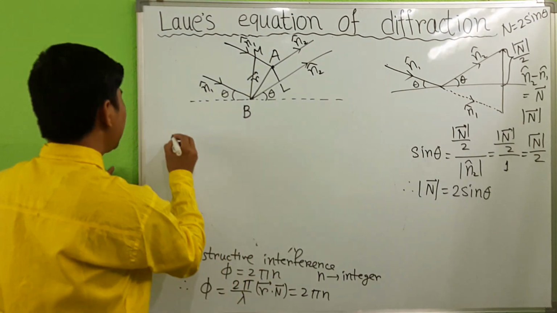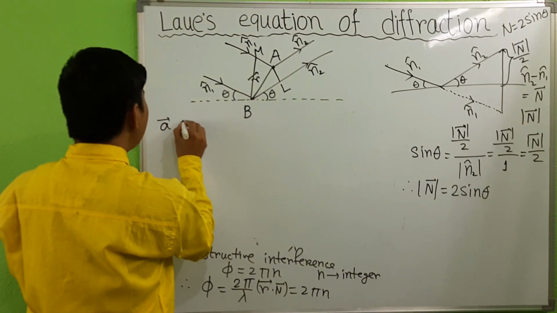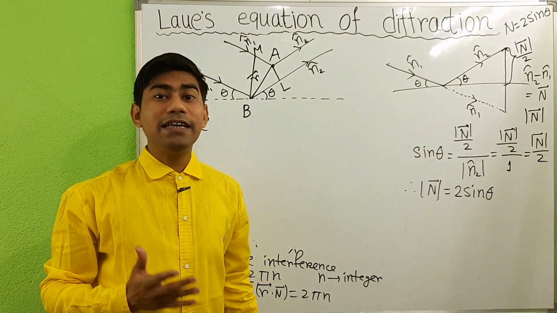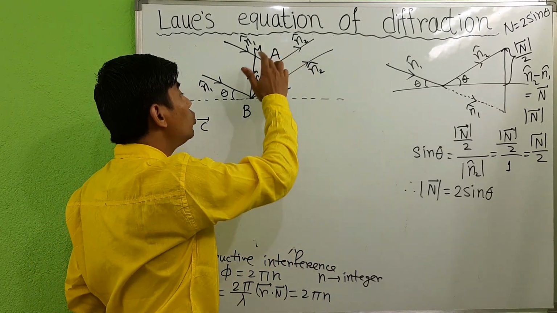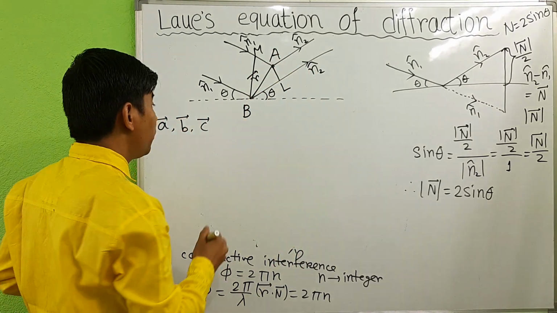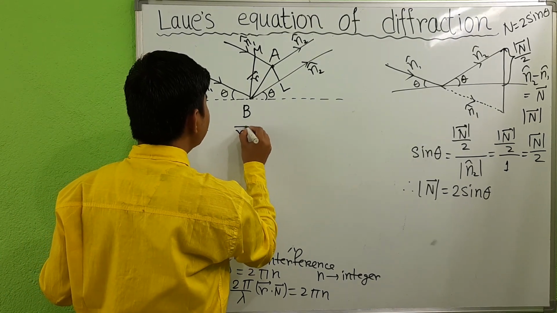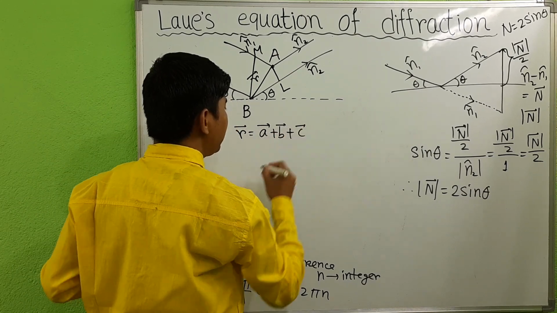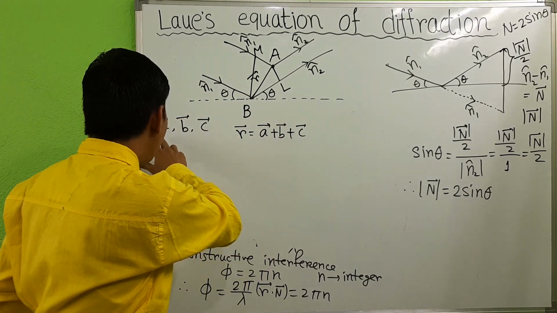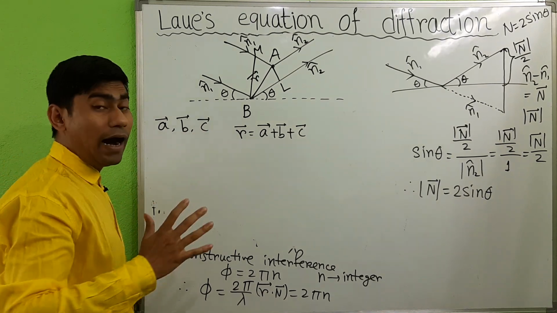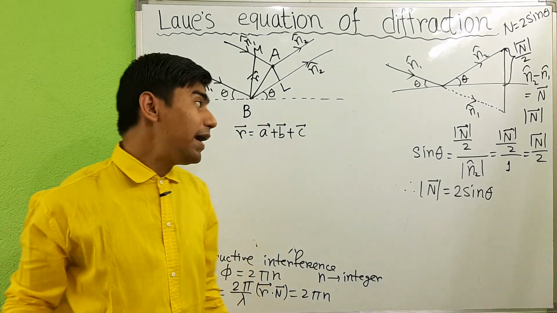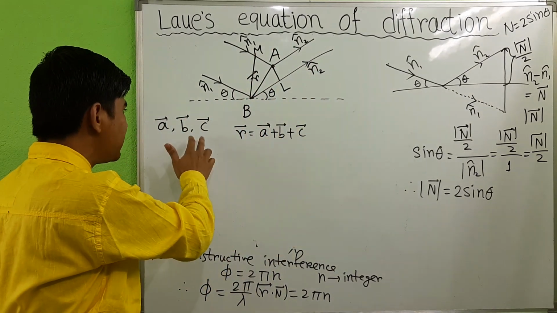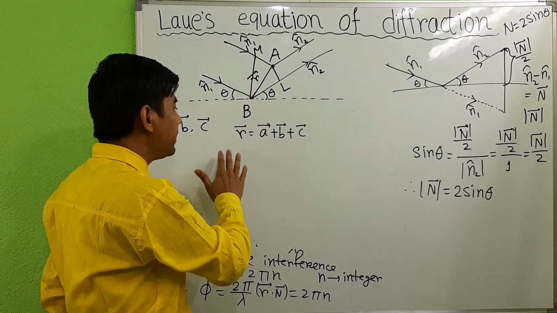Now, if small a vector, small b vector and small c vector are the primitive translation vectors of the point A with respect to B, then in terms of a, b, c, the position vector R can be written as R equals a vector plus b vector plus c vector.